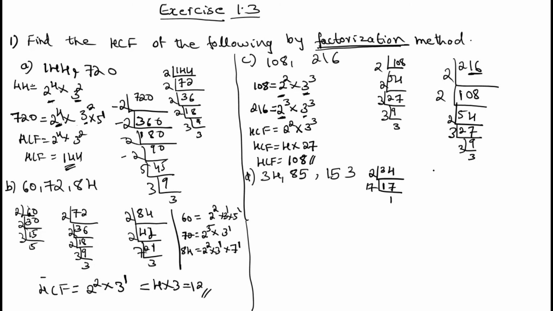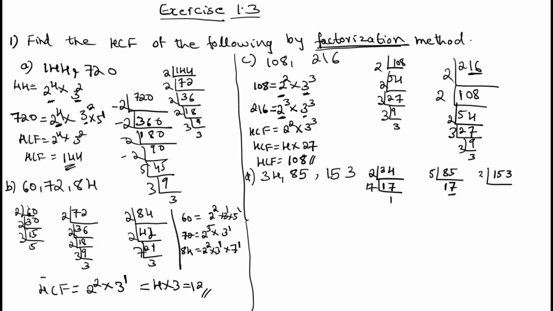Then take the next number, that is 85. Then see, take 5, 5 17s are 85. Further simplification also not possible, because 17 is a prime number. Then 153.